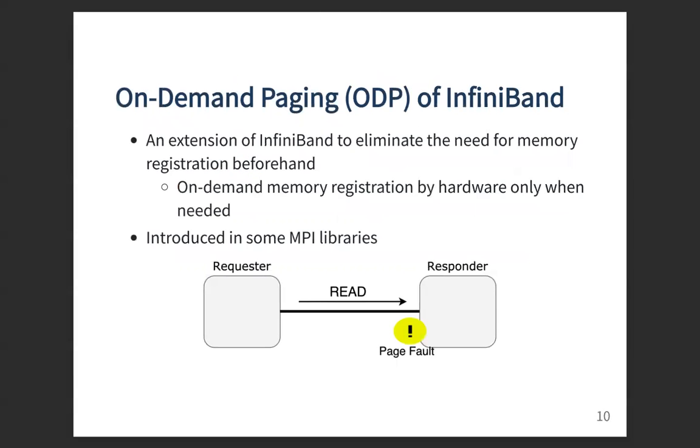Next, let's review what on-demand paging is here. On-demand paging, ODP, is an extension to eliminate the need for memory registration beforehand. Instead of registering memory beforehand, the communication buffers are registered only when needed. Under ODP, a trigger of the registration is a page fault in the NIC, and it happens when the remote memory is accessed for the first time. ODP is becoming popular and is currently introduced in some MPI libraries.